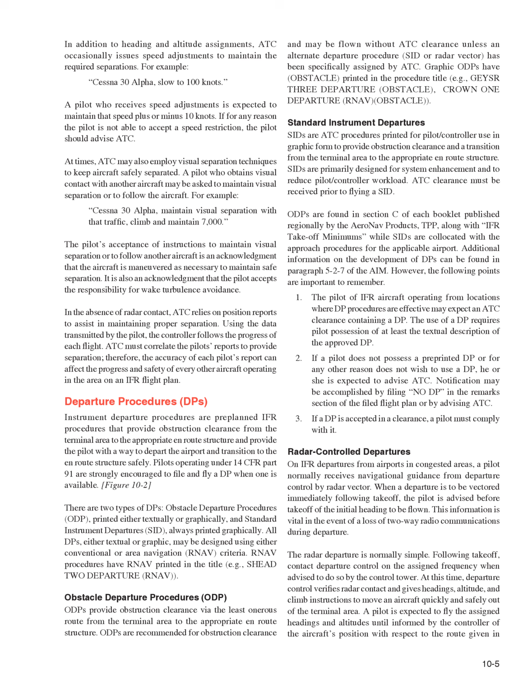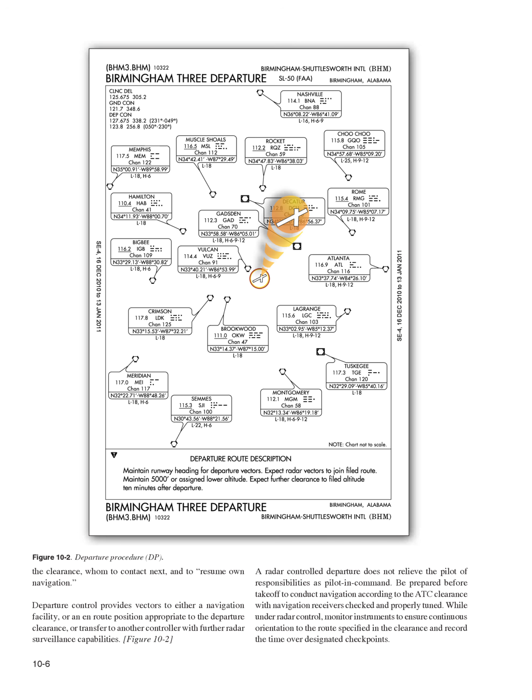A pilot is expected to fly the assigned headings and altitudes until informed by the controller of the aircraft's position with respect to the route given in the clearance, whom to contact next, and to resume own navigation. Departure control provides vectors to either a navigation facility, or an en route position appropriate to the departure clearance, or transfer to another controller with further radar surveillance capabilities.